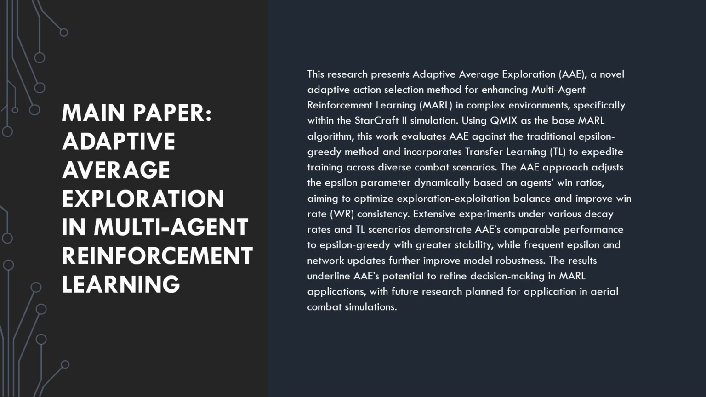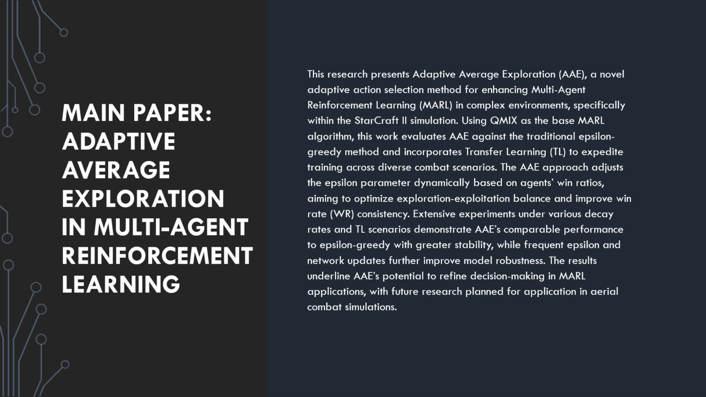The main paper we'll discuss is entitled Adaptive Average Exploration in Multi-Agent Reinforcement Learning. This paper introduces an adaptive average exploration method for multi-agent reinforcement learning, aiming to improve agent performance and training speed in StarCraft 2. The key methods include the adaptive average exploration action selection technique, which adjusts the exploration rate based on team win ratios, and transfer learning to accelerate learning by reusing previously learned knowledge.